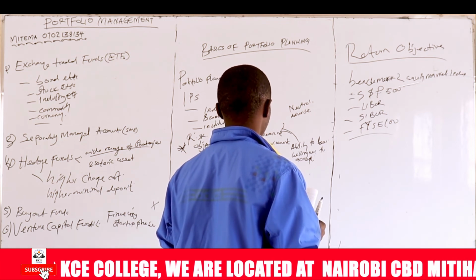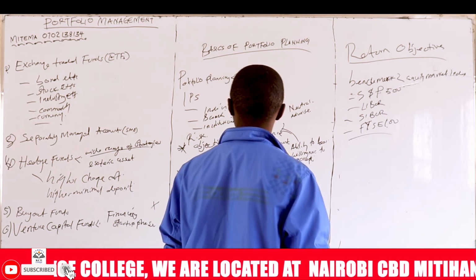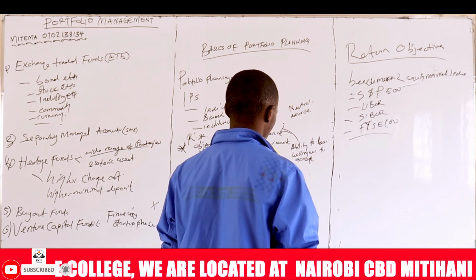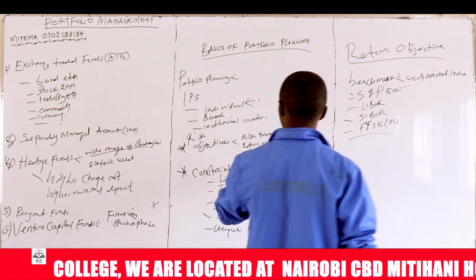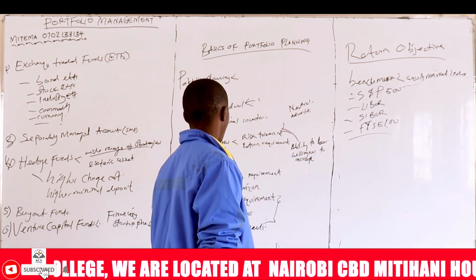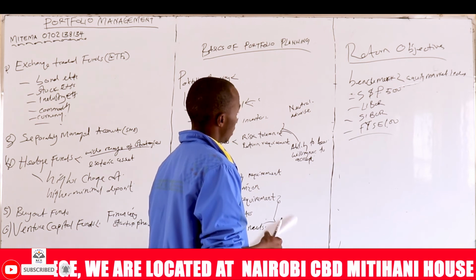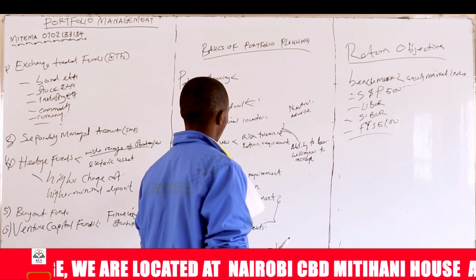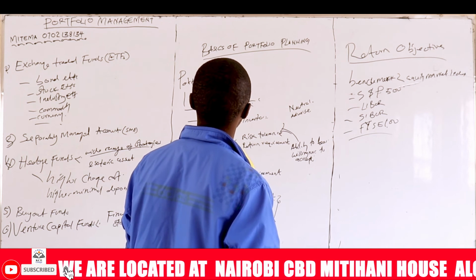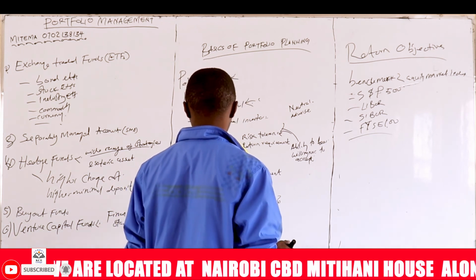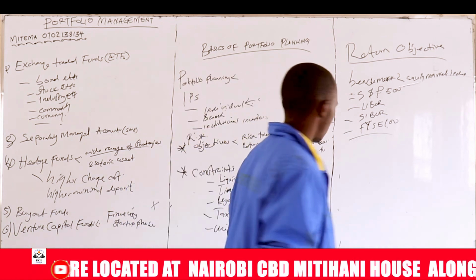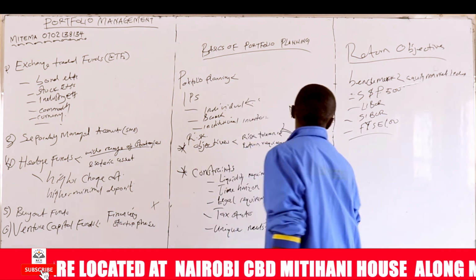So you have seen that the major factors or types of constraints in portfolio selection include the liquidity requirements, time horizon, legal requirements, tax status, and unique needs. Now, we have the aspect of construction of a portfolio.